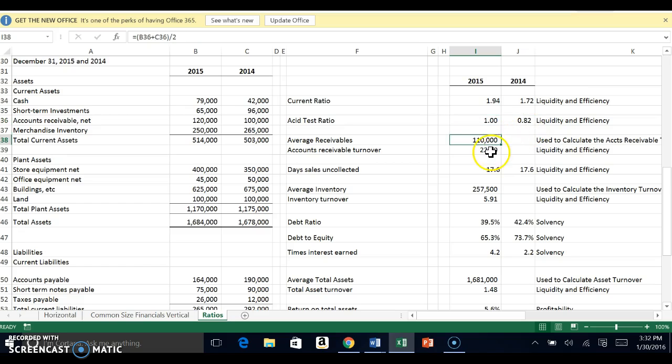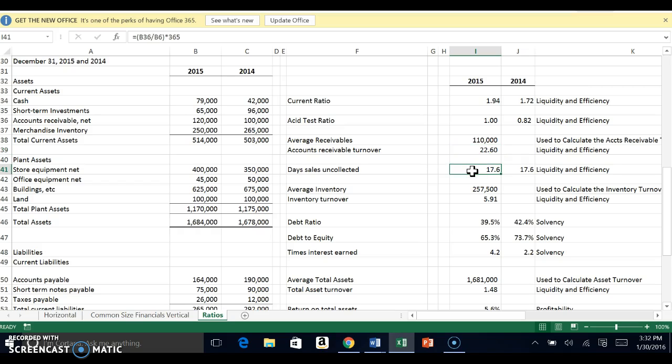Then you have your accounts receivable turnover. In order to do that, you need to know your average receivables. So I take my beginning and ending receivables: my receivables ending balance for 2014 plus my current balance for 2015. I just divide those by 2 to get my average for the year. And then I calculate my receivable turnover by taking my sales over my average receivables. That would be your accounts receivable turnover.